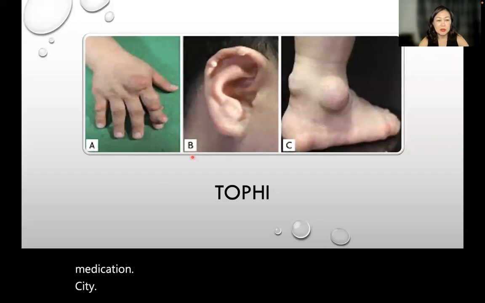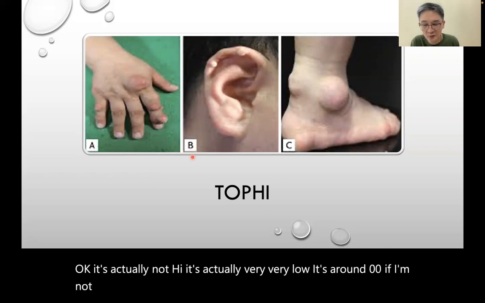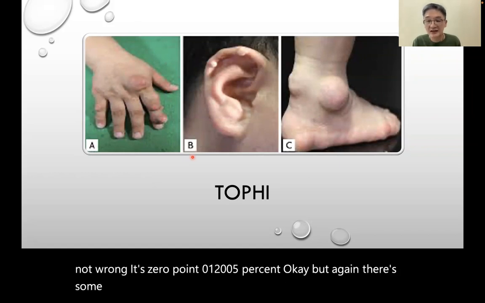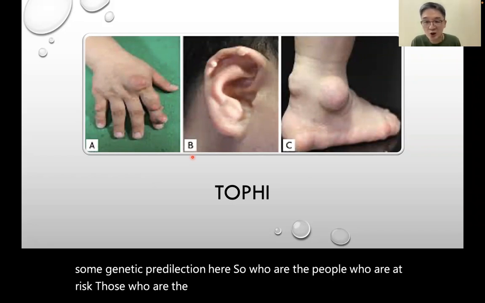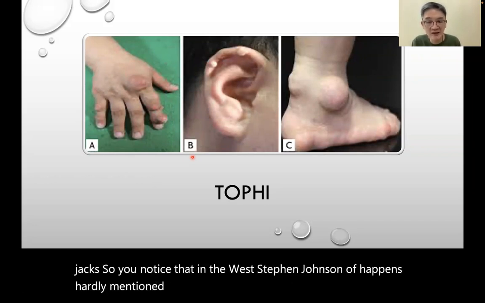The other thing I want to ask is, what is the incidence or prevalence of Stevens-Johnson with Zyloric? Okay, it's actually not high, it's very, very low. It's around 0.01 to 0.05%, if I'm not wrong. But again, there's some genetic predilection here. So who are the people at risk? Those who are descendants of Han Chinese, Thai, Korean, and Japanese. You notice that in the West, Stevens-Johnson with allopurinol hardly happens or is hardly mentioned, but it's always among the Asian population, the East Asians.